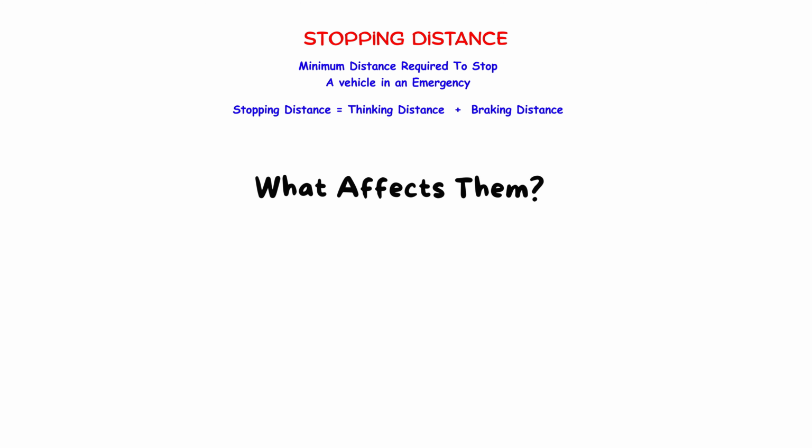In today's video, we're going to explore the concept of stopping distance, which refers to the minimum distance that is required for a vehicle to come to a complete stop in the event of an emergency. The very first thing to understand is that the total stopping distance is made up of two main components, the thinking distance and the braking distance. Throughout this video, we will examine what each of these components means and explore the various factors that influence them.